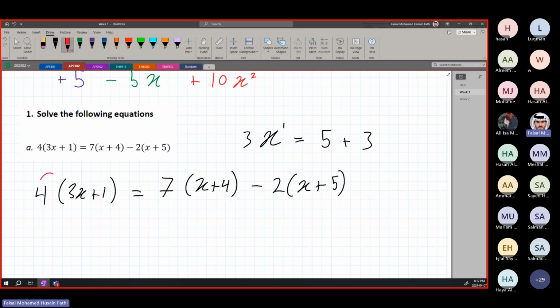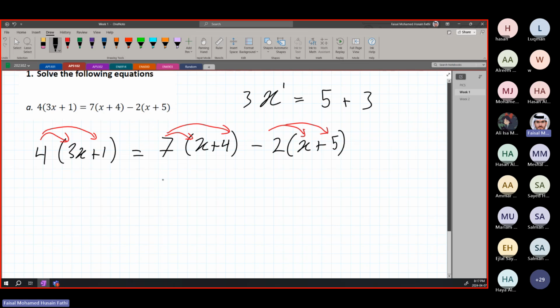Then you will distribute into each one. All right, that's the first step. And make sure you don't make any mistakes with the signs, negative and positive. So 4 times 3x, plus, because plus 4 and plus becomes plus, and then 4 times 1, which is equal to, all right, and I put them in parentheses. This is the same meaning as just multiplying, 7 times x, and then 7, since this is plus, again it's plus 7 times 4.